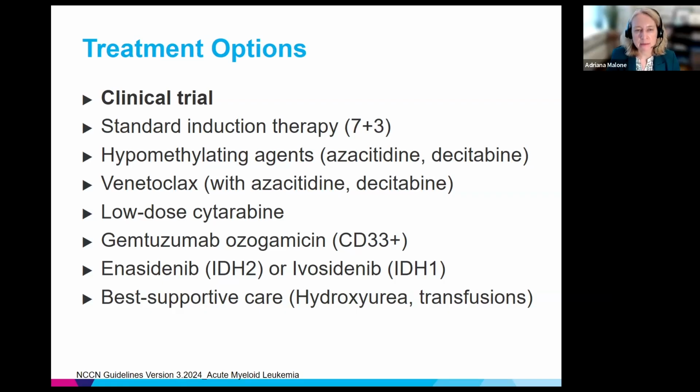Low-dose cytarabine can be considered. Gemtuzumab ozogamicin, which is a targeted drug to CD33, which is on the surface of the myeloid blast cells. If a patient has an IDH2 or IDH1 mutation, we have two targeted medications for this patient population. Or alternatively, best supportive care can be considered with hydroxyurea to control a patient's counts or transfusion support.